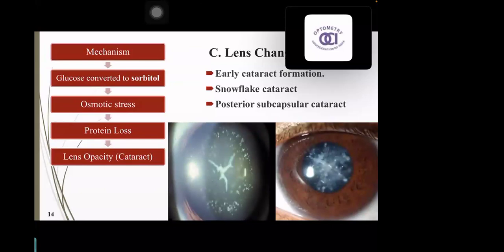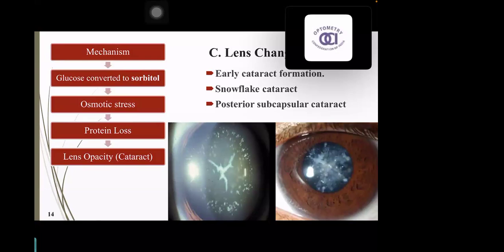So coming to the lens changes in diabetic patients, the lens is particularly vulnerable to the metabolic effects of diabetes. High glucose levels lead to glycation of lens proteins and sorbitol accumulation, which in turn causes lens opacification. This explains why diabetics often develop cataract at a much younger age than non-diabetics. There are a few characteristic types of cataract seen in diabetics. First is the snowflake appearance, which is commonly seen in young type 1 diabetics and is characterized by grayish white subcapsular opacities resembling snowflakes, often developing rapidly when blood sugar is poorly controlled.